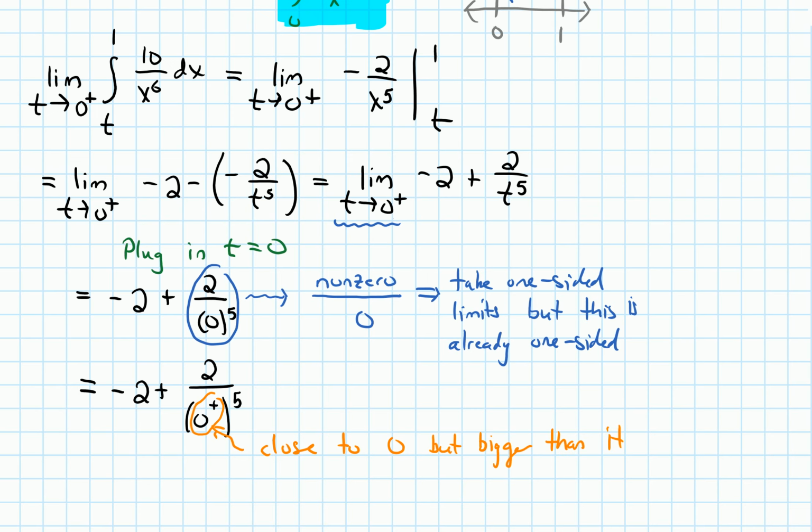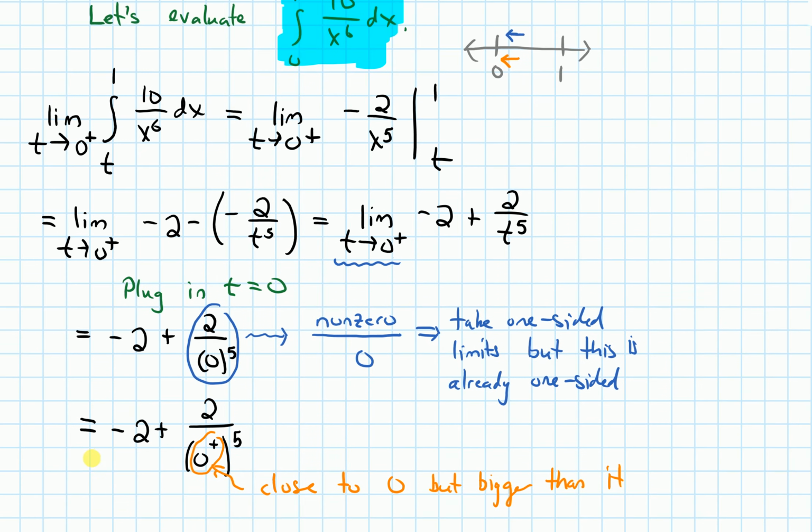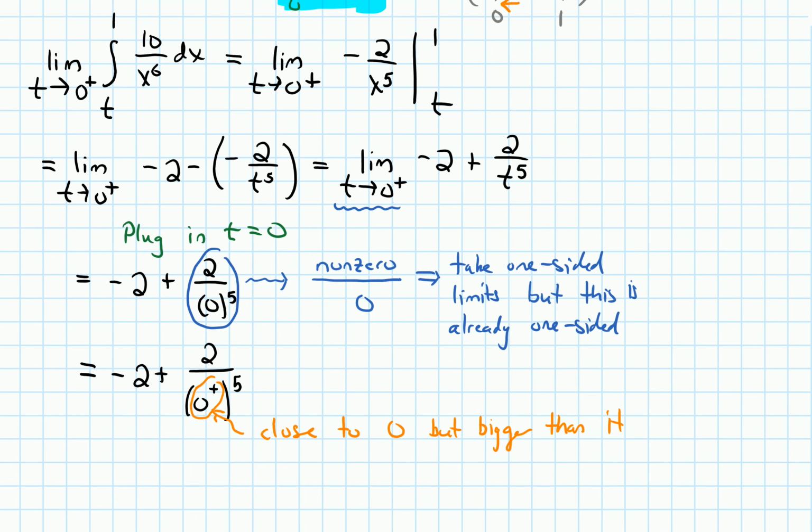That's what putting that little plus sign in the exponent means, that we're on the right side of 0. If I think about the number line, we are on the right side of 0, which is this side, which means we're a little bit bigger than 0. Okay. So that gives us negative 2 in the front plus 2 over.